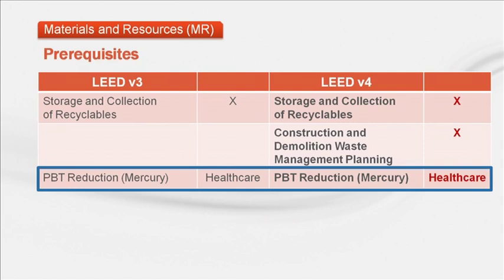Persistent, bioaccumulative and toxic pollutants, or PBTs, are long-lasting substances that can build up in the food chain to levels that can be harmful to human health and the environment. This prerequisite applies to healthcare projects and has not been changed in V4.